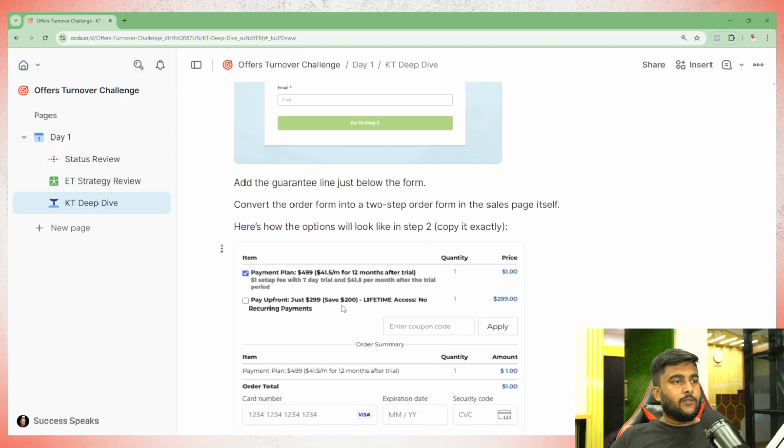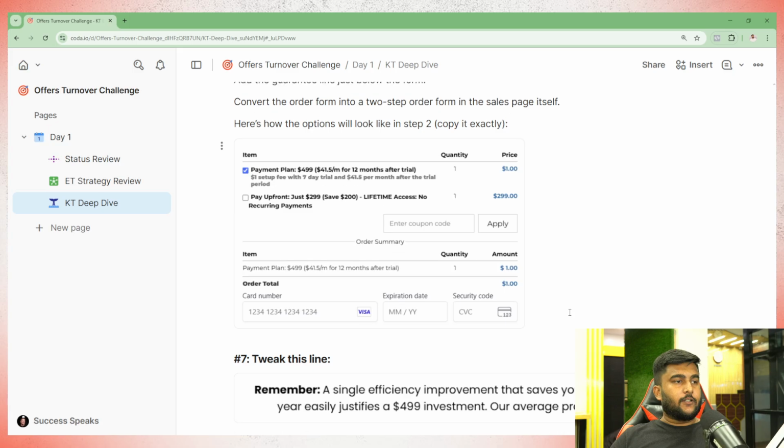So here is how the options are going to look. Payment plan: $499, $41 per month for 12 months after the trial. Or pay upfront, just $299, save $200, lifetime access, no recurring payments. Okay, so this is how it's going to look. It's $1 if they choose the first option because of the trial, and the second option is $299. They can just pay upfront, right?